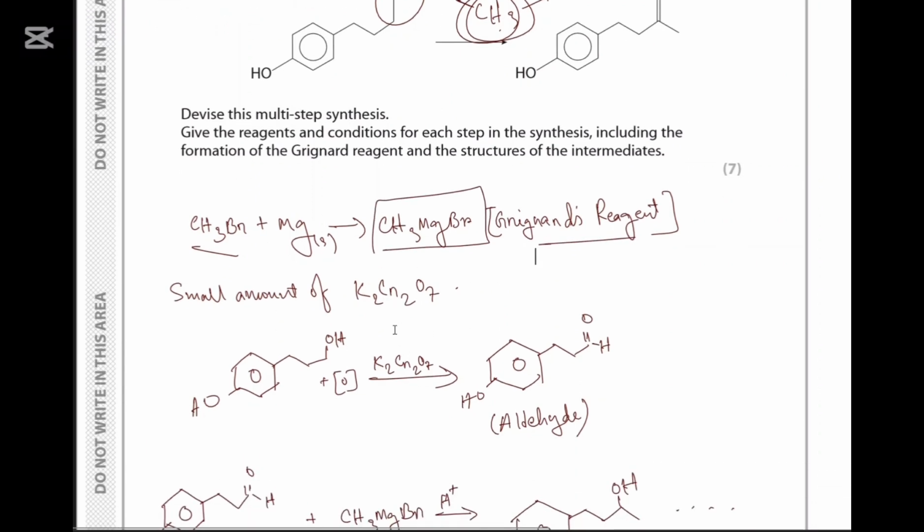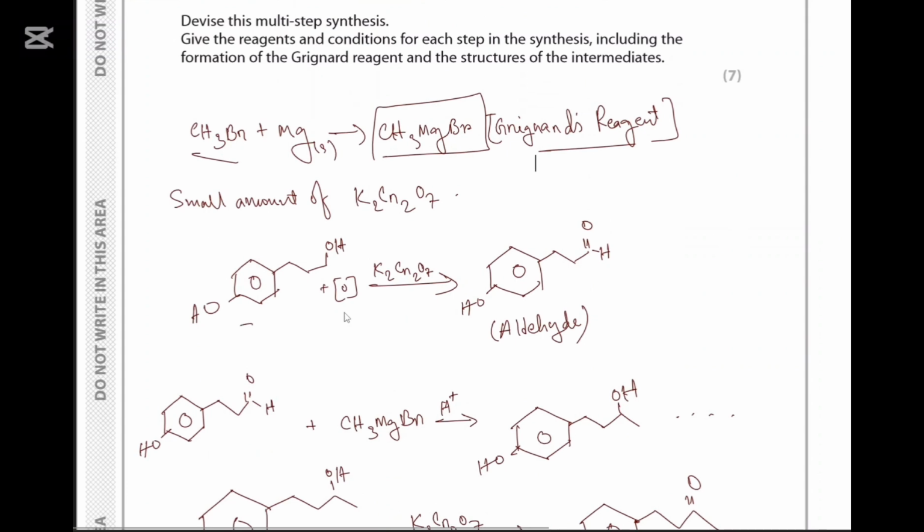And then we take this compound and a small amount of K2Cr2O7. We need small amounts because we don't want this to oxidize too much, because if it oxidizes too much, it will create COOH, a carboxylic acid. We don't want that. We just want an aldehyde. So we take this and an aldehyde is formed.